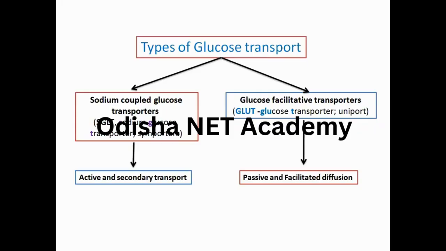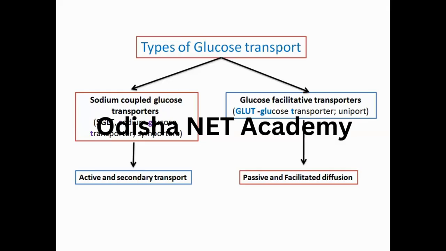It's a symporter. Along with the entry of sodium, glucose enters. This is active, and that too secondary active transport. So this is called the secondary active transporter SGLT.